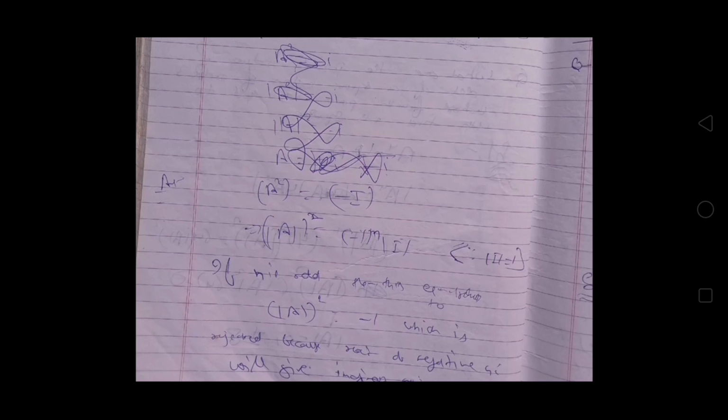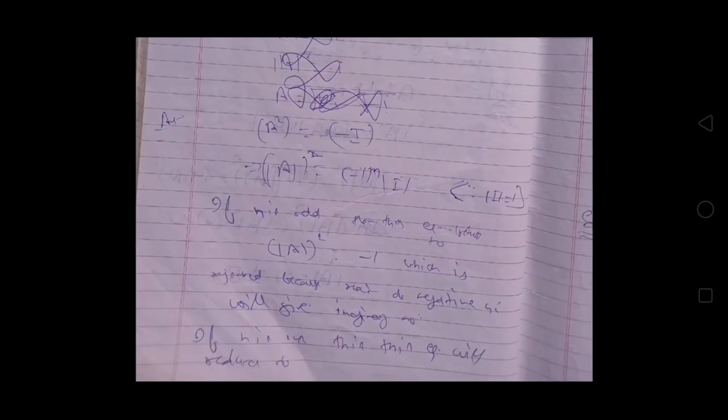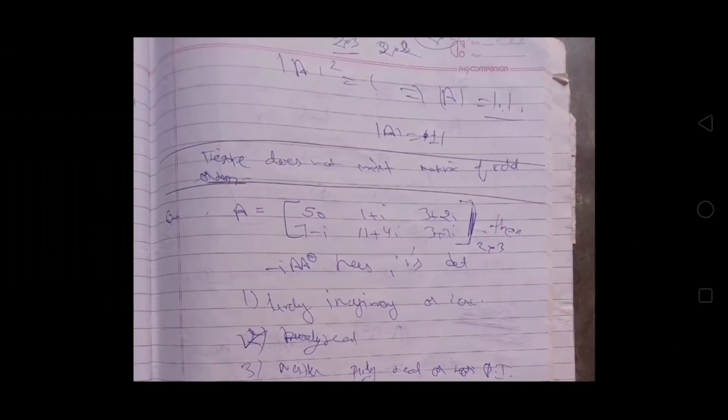If n is odd, then this equation reduces to second power of determinant of A is equal to minus 1, which is rejected because root of a negative number will give an imaginary number, and we know that determinant of a real matrix is always real. So if n is even, then this equation will reduce to determinant of A raised to the power 2 will be equal to 1, which implies that determinant of A is equal to plus minus 1. So there does not exist a matrix of odd order in this question.